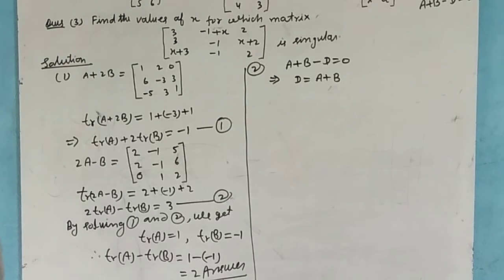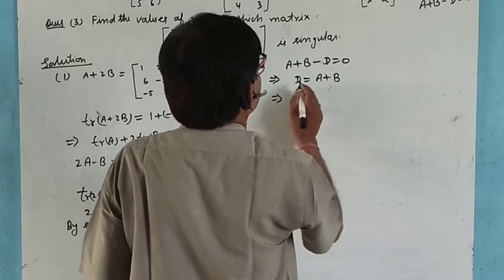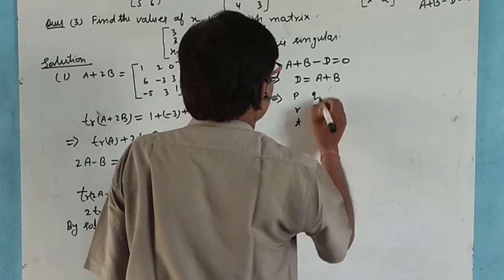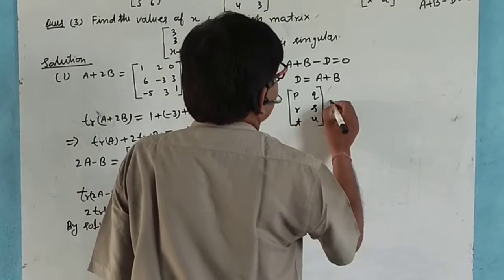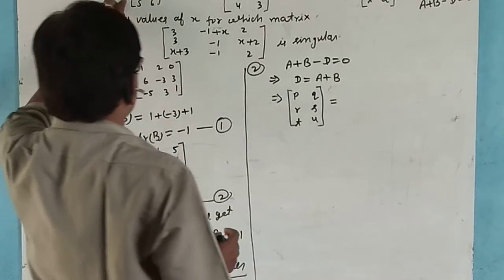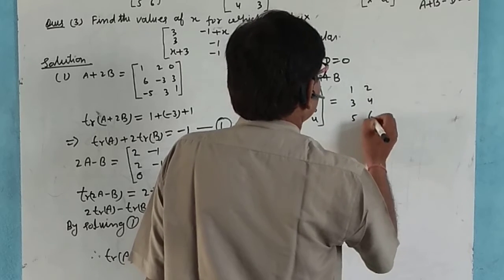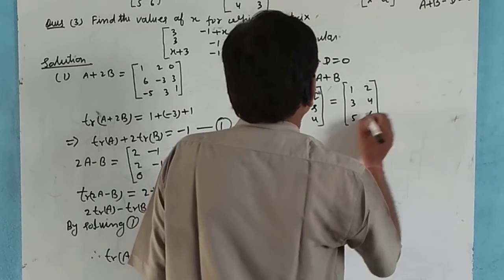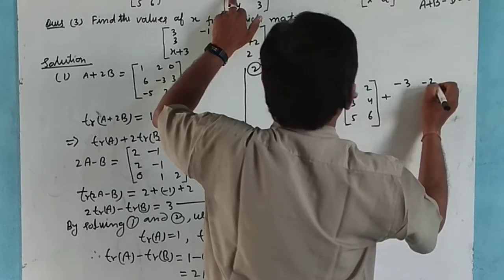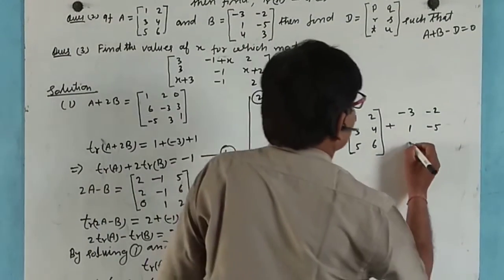Now putting the value of D as the matrix with elements P, Q, R, S, T, U. This is D. And here A means 1, 2, 3, 4, 5, 6, plus B, which equals minus 3, minus 2, 1, minus 5, 4, 3.